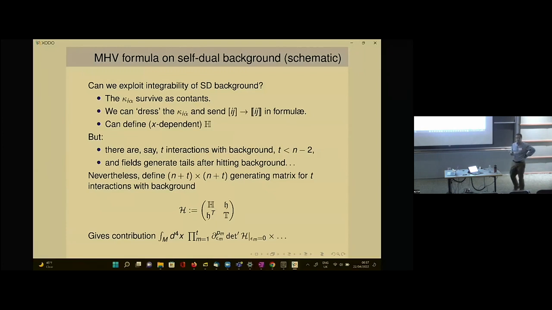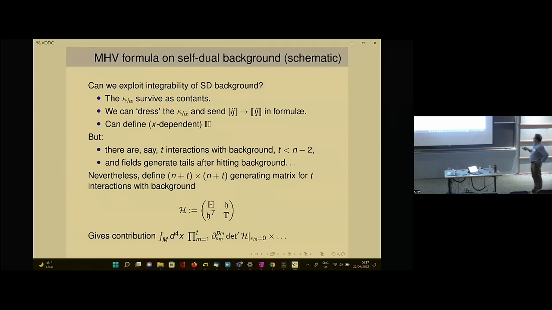But we also expect there to be interactions with the background. So a graviton is going to hit the background, and then it's going to scatter off a bit. And then that scattered particle can then scatter again off the background. So these are sort of tails. And so you can have T interactions with the background, but T is bounded by the number of particles. So T is smaller than n minus 2.